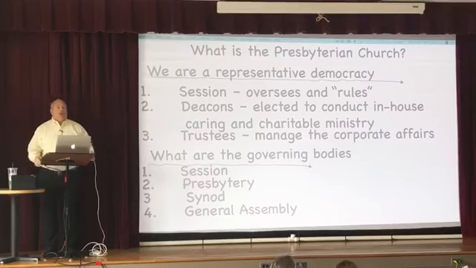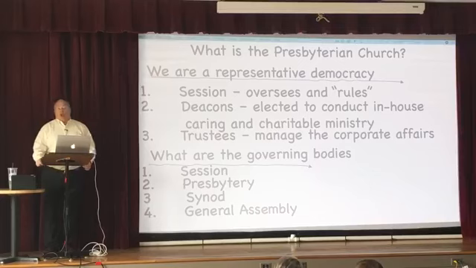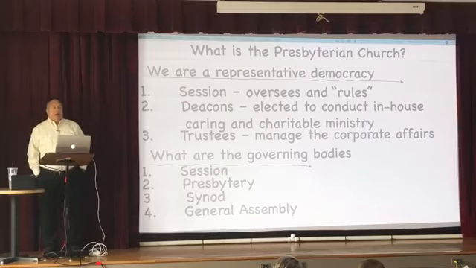Yes, Ginny. The people that go to the General Assembly, they're designated as voting members, I guess. Yes, but other people can go. Yes, absolutely. In fact, they recommend it.